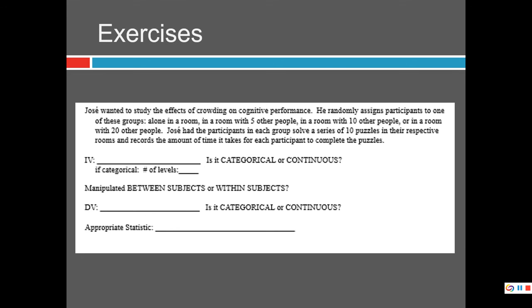This is manipulated between subjects because he's randomly assigning people to one and only one of the groups. The dependent variable is the time it takes people to complete 10 puzzles. It is continuous because it's an amount of time. It is a ratio because it's starting at 0 and going up second by second, presumably. And for this, because he is using more than 2 groups, he's got a categorical IV and a continuous DV, and he's manipulating it between subjects. The appropriate test for this would be a one-way independent groups ANOVA.